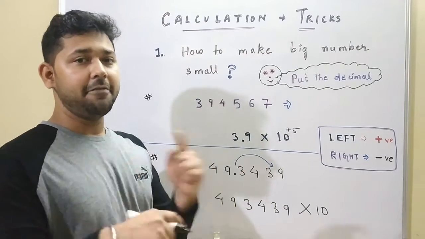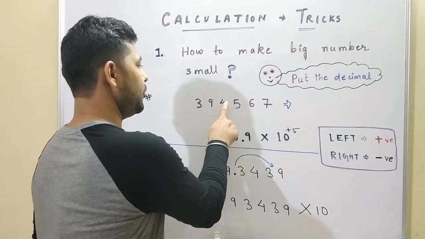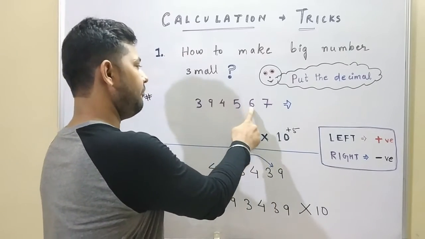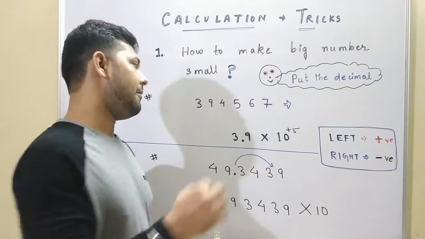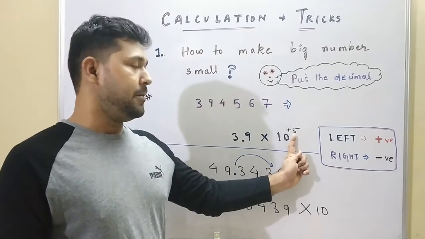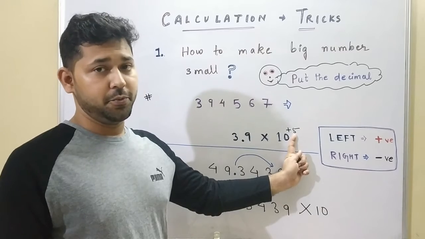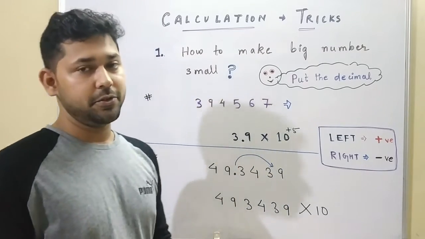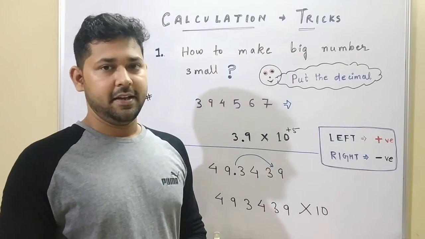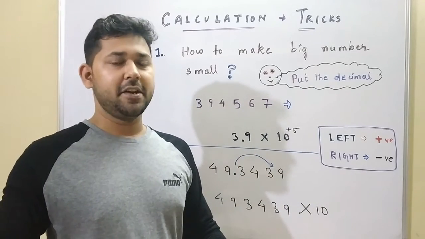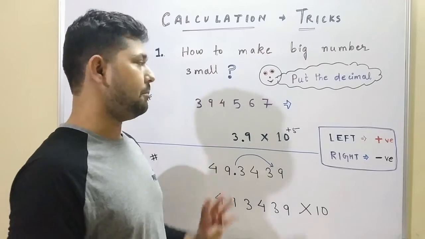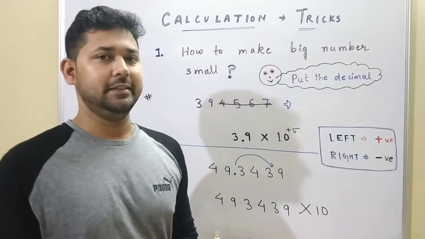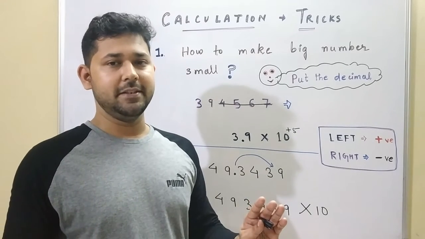And the remaining digits I have to count. 1, 2, 3, 4, 5. After the decimal, 1, 2, 3, 4, 5. And 5, I have to place as the power: plus 5, 10 raised to. Now the whole number is 3.9 into 10 raised to the power 5. And this is quite a simpler, easier representation of a big number. And believe me, you have to just forget about all these digits. No more use of these digits.